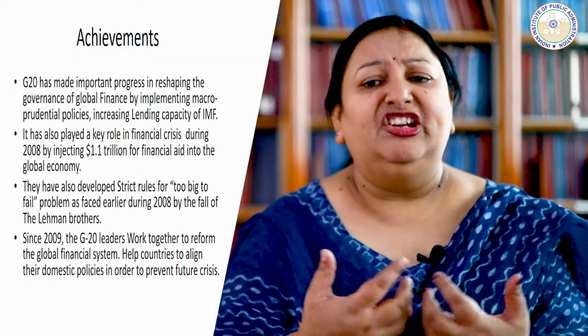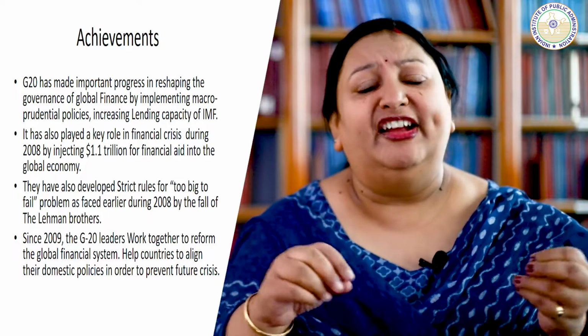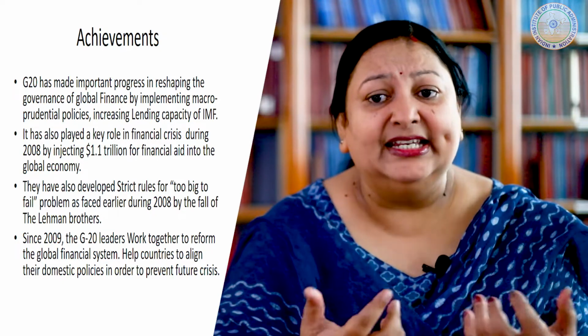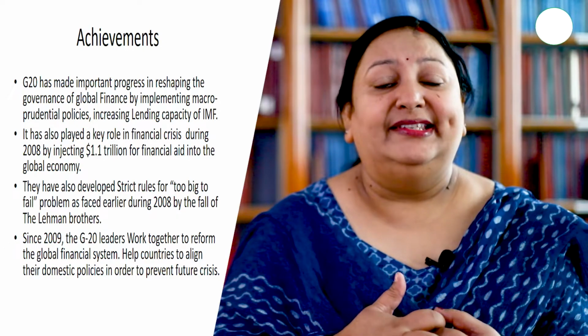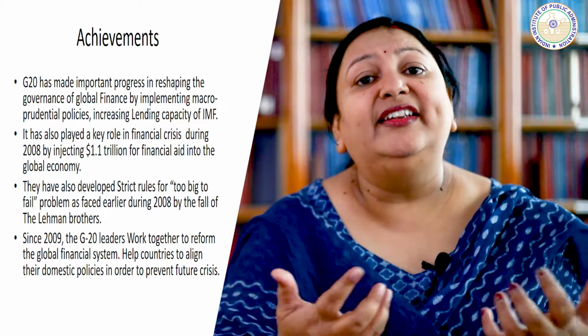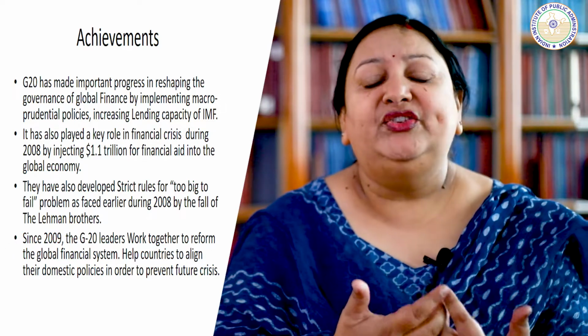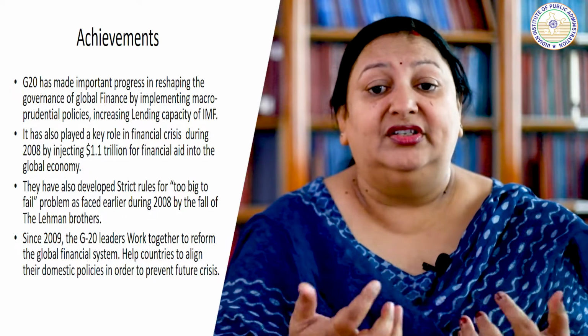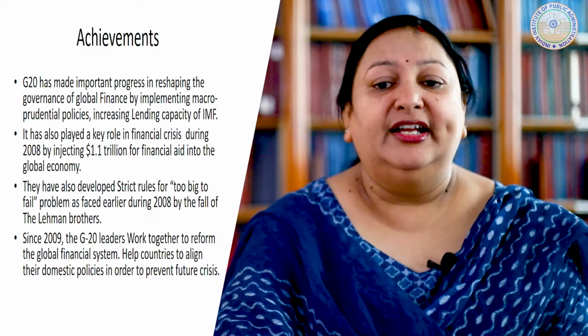This year the G20 summit is going to be in Riyadh, and it will be chaired by the Saudi King Salman bin Abdulaziz. Now, what are the achievements of the G20 countries? As I told you, they have been very effective in dealing with the global financial crisis of 2007-8. They have increased the lending capacity of the IMF, and of course, the fact that they have provided nearly $1.1 trillion in financial aid to the global economy during the crisis is an important achievement.